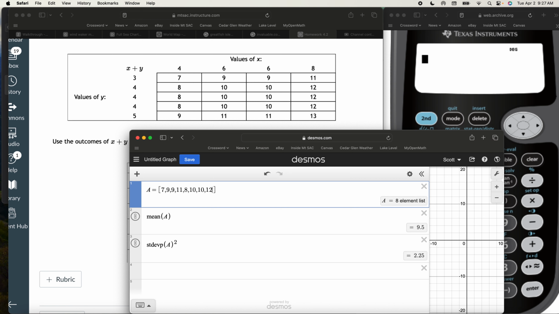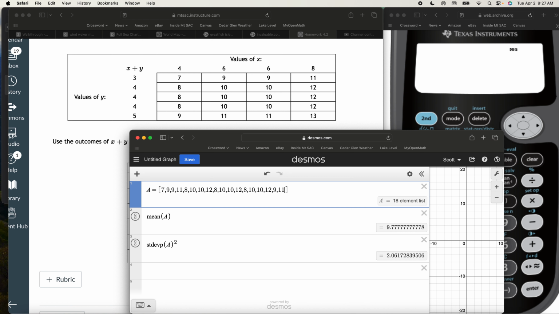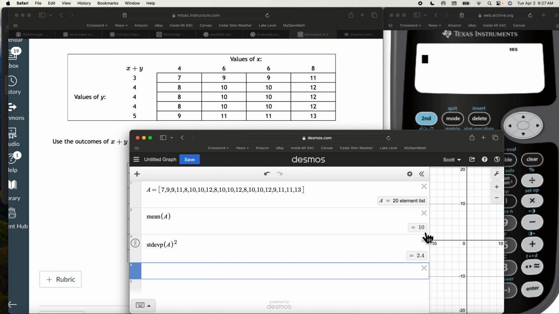And I think the 8, 10, 10, 12 occurs 3 times, so I'm going to copy and paste that. Then the last row, 9, 11, 11, and 13 is the last. Okay, so you can see we've got a mean of 10 and a variance of 2.4.